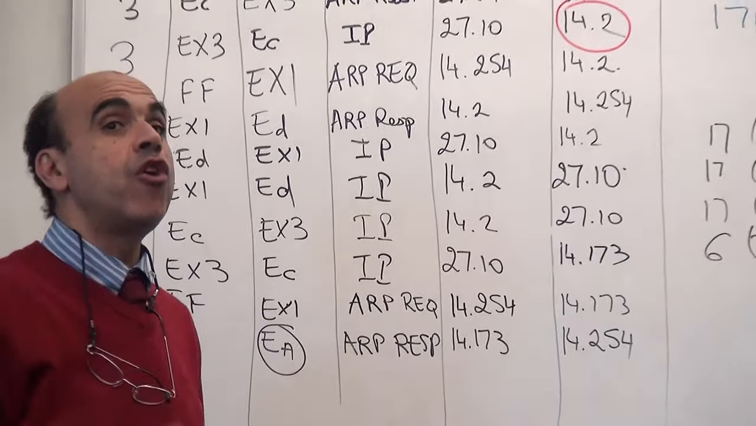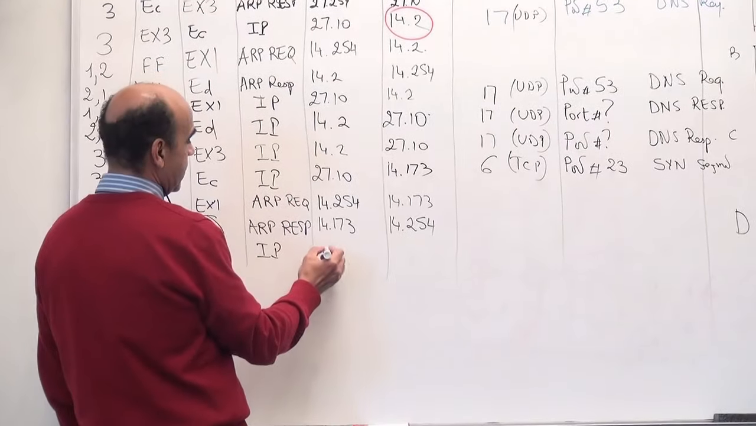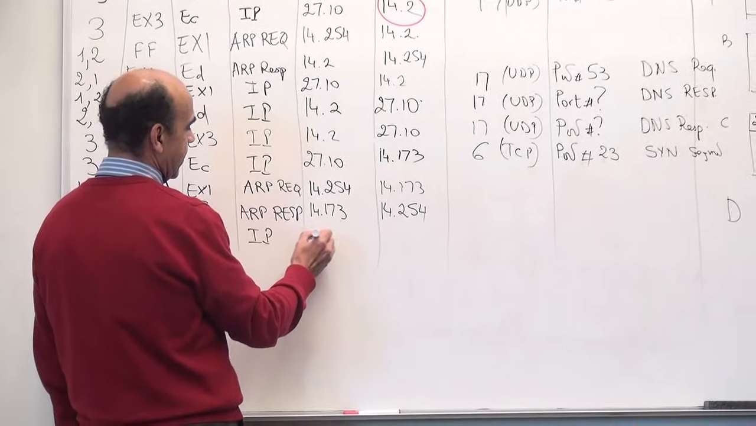So now what will be the next thing that will appear, and where? It will appear on 1. Who is the destination? EA. Who is sending this? EX1. And what is it? It's an IP packet. And what is the source? 27.2. What is the destination?